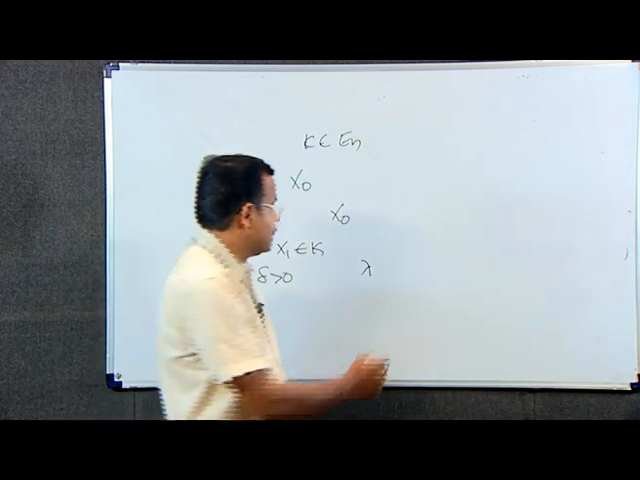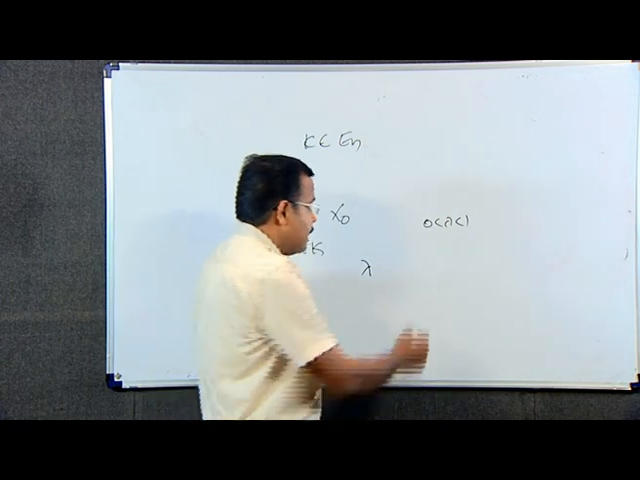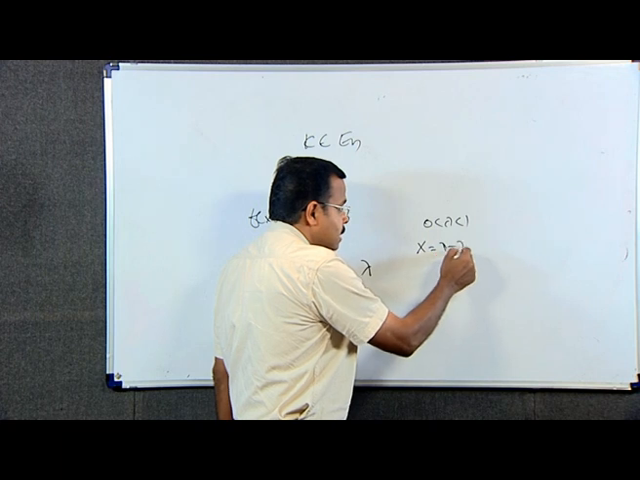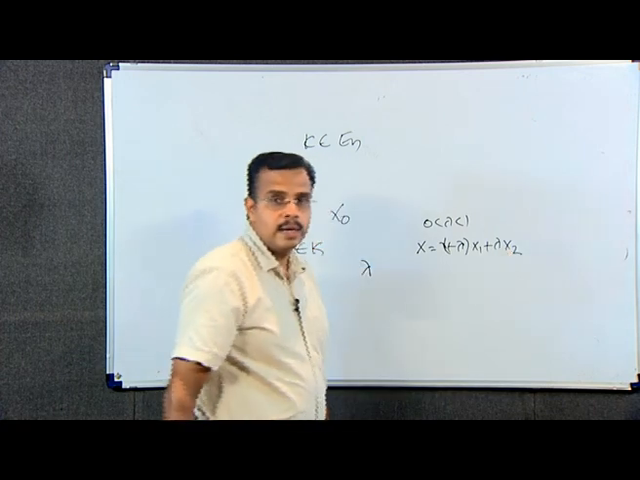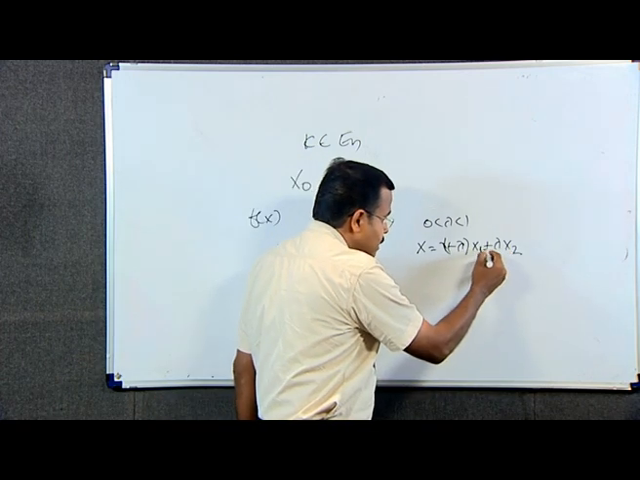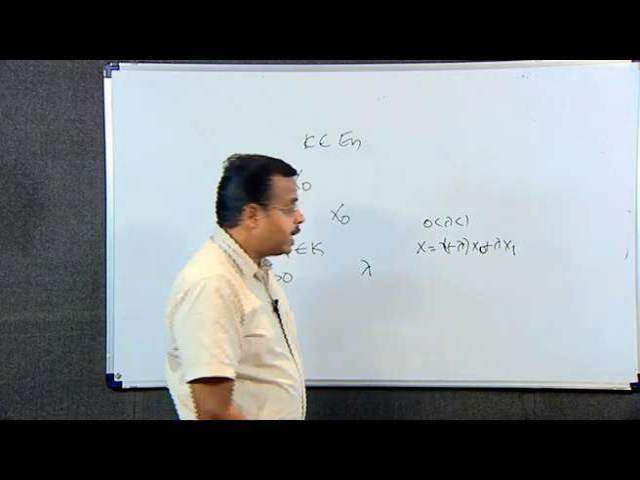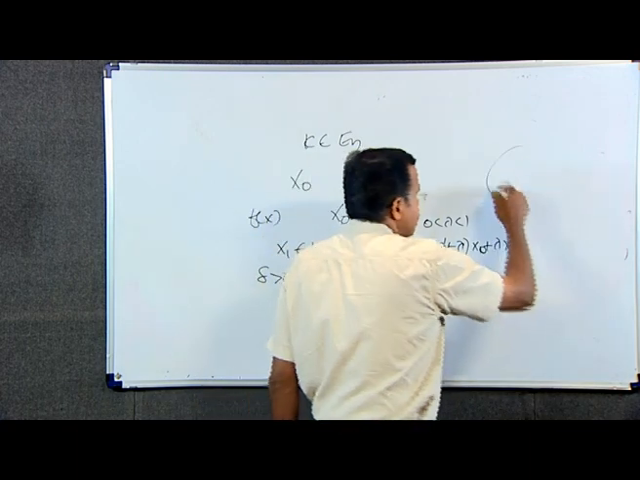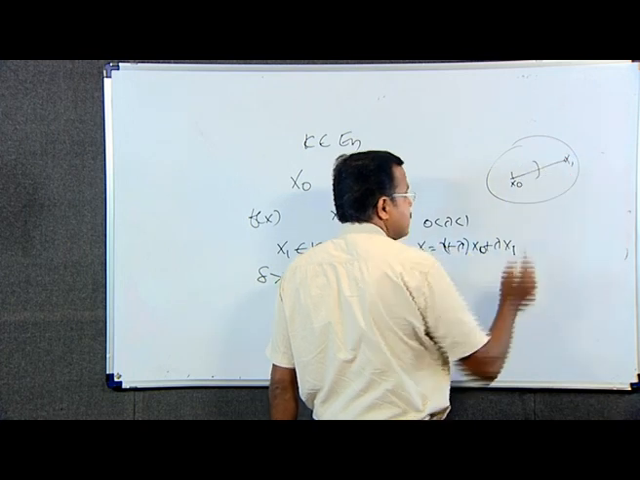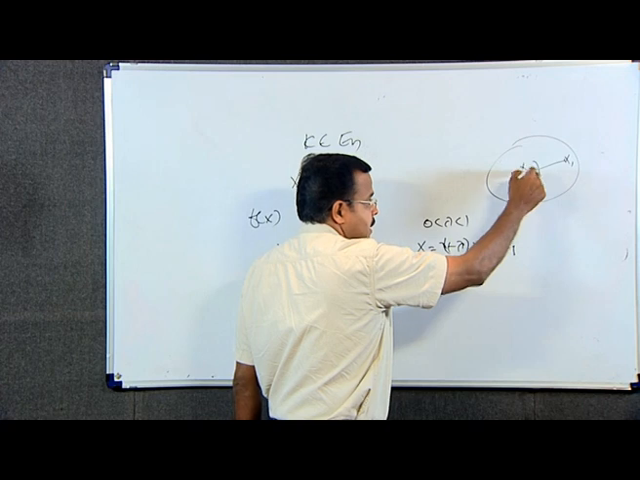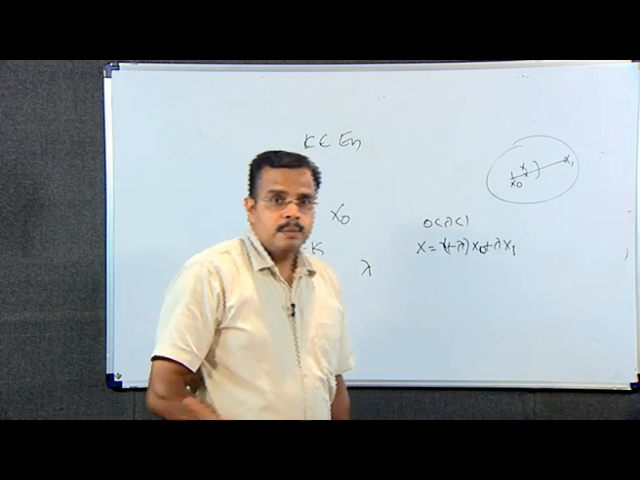such that 0 less than lambda less than 1, such that there exists an x, that is x equal to (1 minus lambda) into x0 plus lambda into x1, lying in the neighborhood of x0.